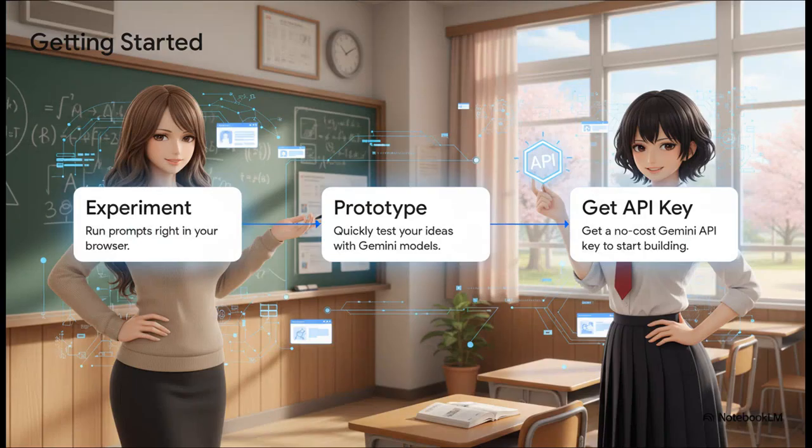Yeah, getting started is dead simple. You just hop into your browser and start experimenting. You can prototype your prompts, see how the AI responds, and once you have something you like, you can grab a no-cost API key and start plugging that into a small project. The whole point here is to get you up and running, like, fast.